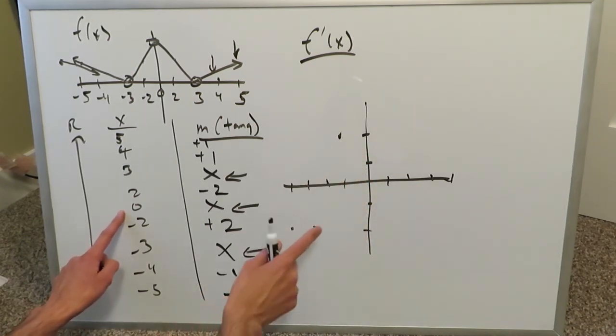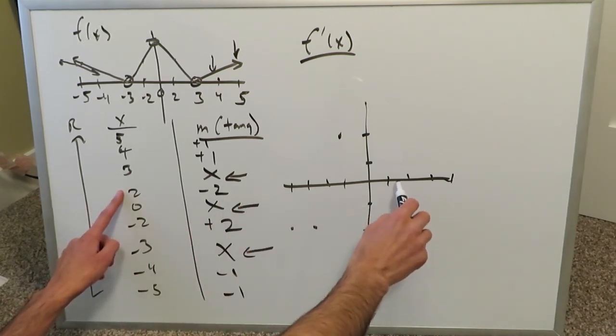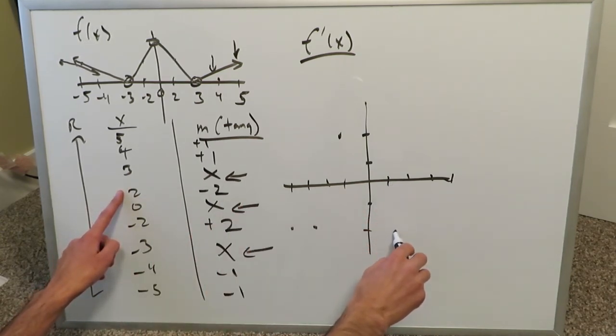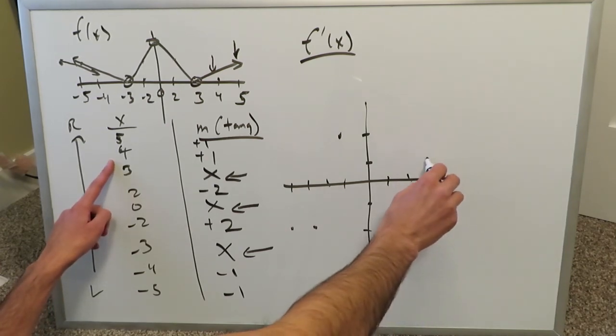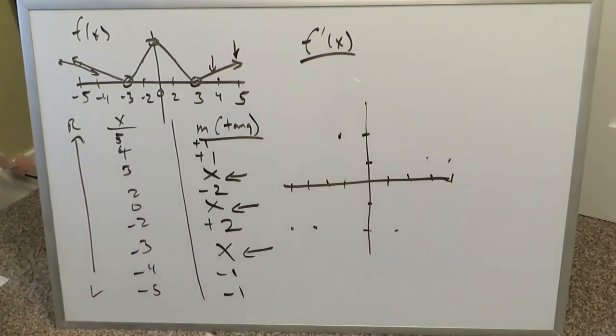At 0, we have a break. At 2, we have a minus 2. At 3 we have a break. At 4 we have a positive 1. At 5 we have a positive 1. So you have a bunch of points over here you need to relay.